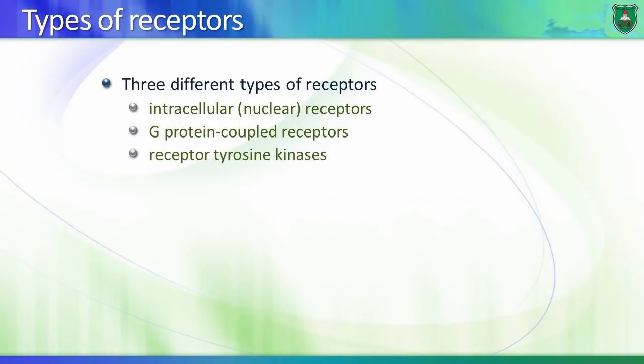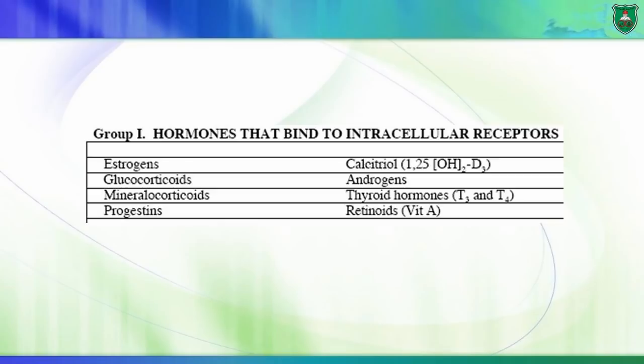So let's talk about types of receptors. Again, there are two categories. We have the intracellular receptors, which are also known as nuclear receptors. And we have the cell surface receptors. Cell surface receptors can be classified into two types. We have the G protein coupled receptors, and we have the receptor tyrosine kinases. We'll talk about these final two in the next lecture. So we'll focus on the nuclear receptors in this lecture.